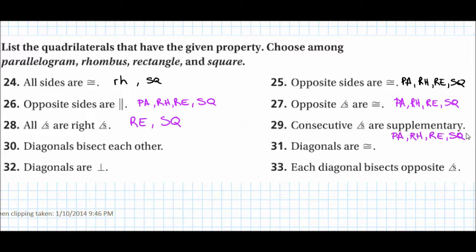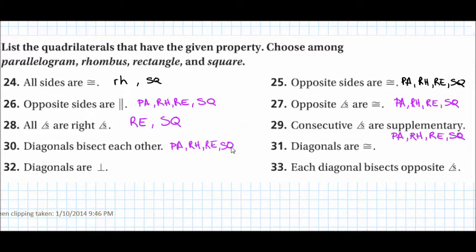Oh my. The diagonals bisect each other. Okay. The diagonals bisect each other on all of them. Parallelogram, rhombus, rectangles, and squares. Oh my. Alright.